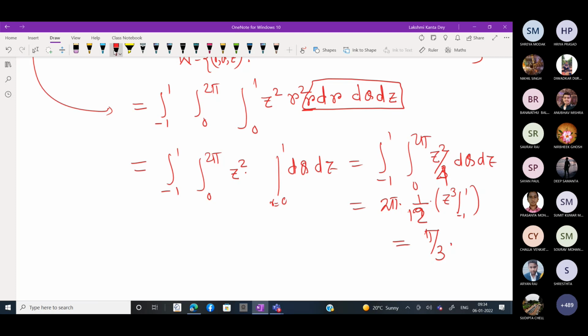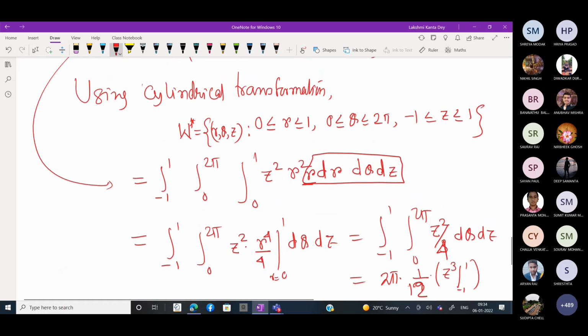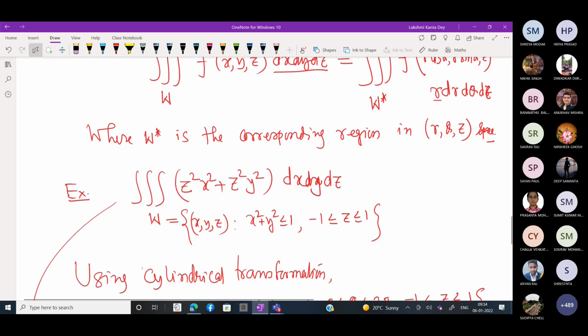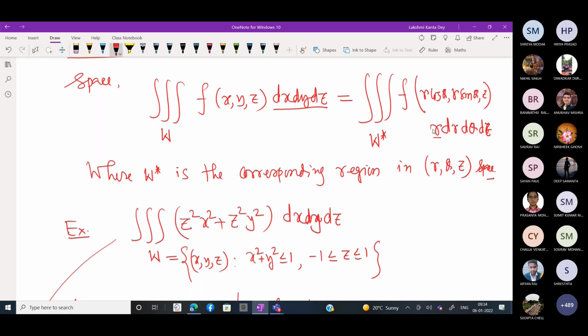This will be r to the power 4 by 4. Okay, so all of you understand this will ultimately be pi by 3, because the volume element is basically r dr d theta. You see, r is coming.